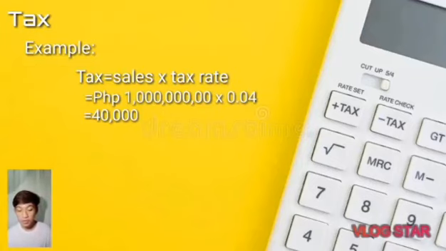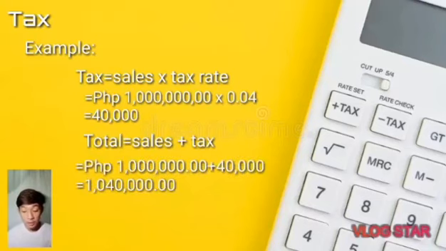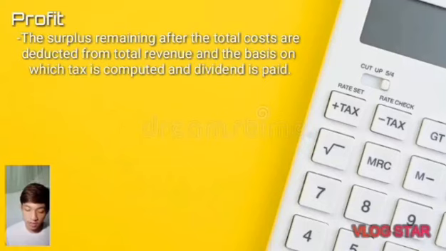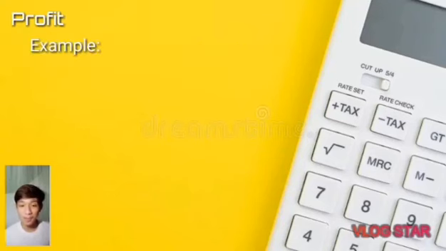To compute the total payment, we need the sales plus tax. So 1 million plus 40,000 is equal to 1,040,000. Therefore, the buyer needs to pay 1,040,000. Last is profit. So what is profit? The surplus remaining after the total costs are deducted from the revenue, and the base on which tax is computed and dividend is paid. So here's the example.